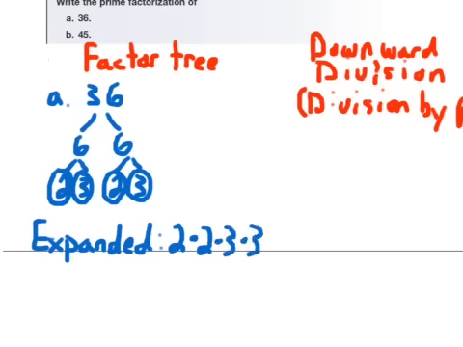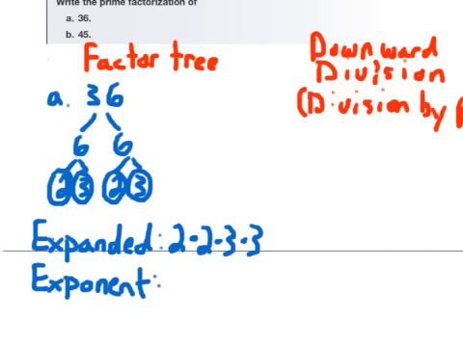Okay, that's expanded form. And if I did that correctly, all these numbers should multiply together to get the number I started with, 36. Well, 2 times 2 is 4, 4 times 3 is 12, and 12 times 3 is 36. So it works. Okay, and the other form that you'll need to write is exponent form. Again, your book doesn't tell you to write both of these, but I want you to, so you know the difference between expanded and exponent form.